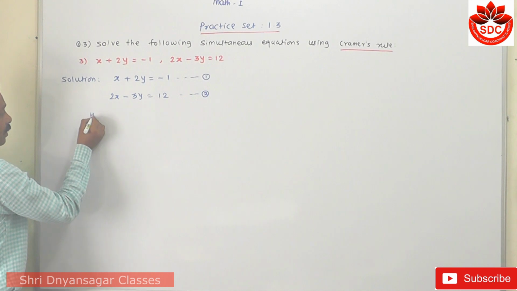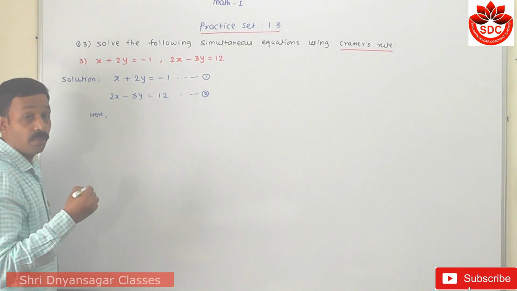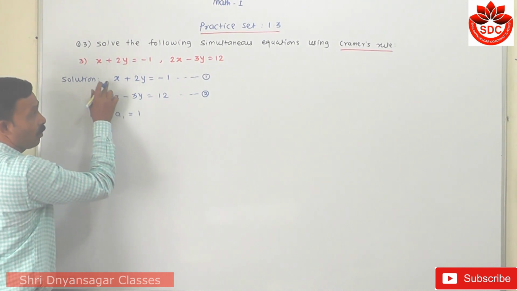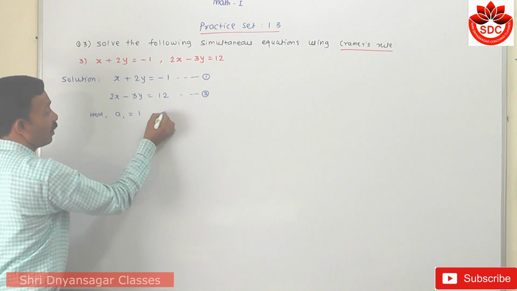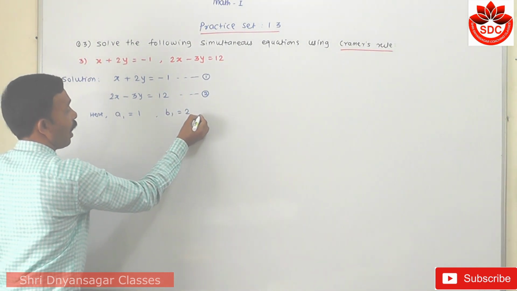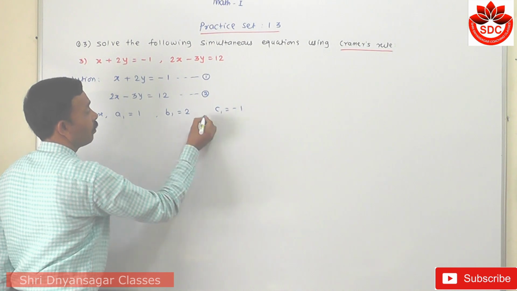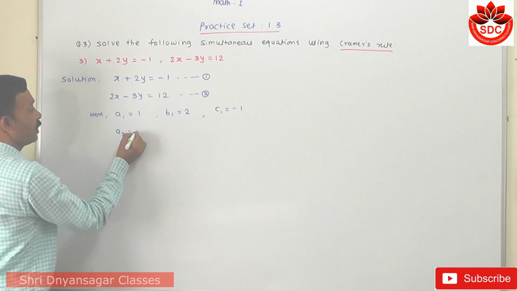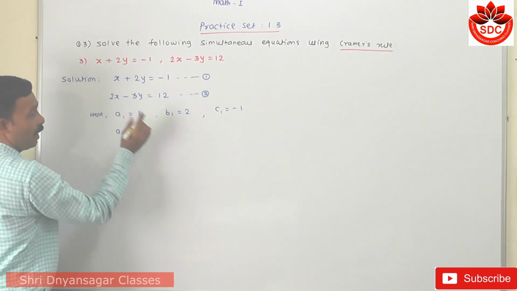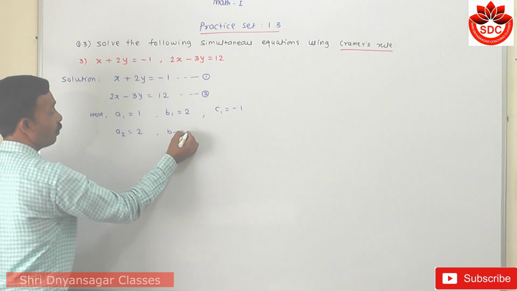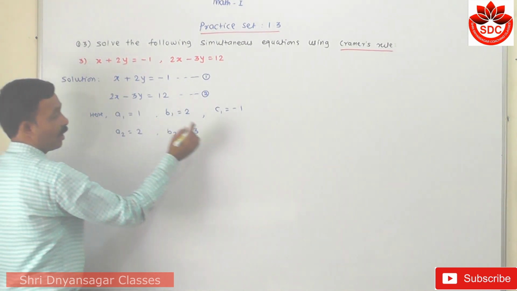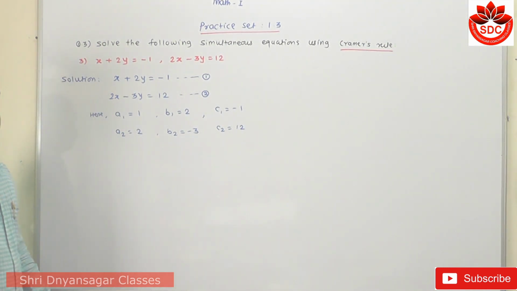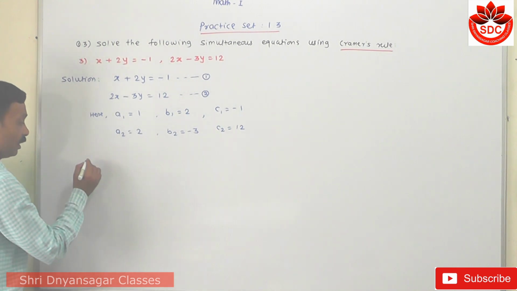Now here, when we compare it with the standard form, then a1 is equal to 1, the coefficient of x is 1, b1 is equal to 2, and c1 is equal to minus 1 for the first equation. And for the second, a2 is equal to 2, the coefficient of x, then b2 is equal to minus 3, the sign is minus here, and c2 is equal to 12.